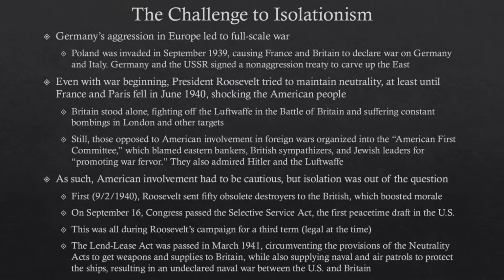That's a typo there. I'm so used to writing a war between the U.S. and Britain in this class, I guess, that it just ended up going on the page. So, undeclared naval war between the U.S. and Germany. So the Lend-Lease Act sent a bunch of stuff to Britain with the understanding that they'd pay for it later because, you know, we're just trying to save them from being destroyed by the Nazi war machine.